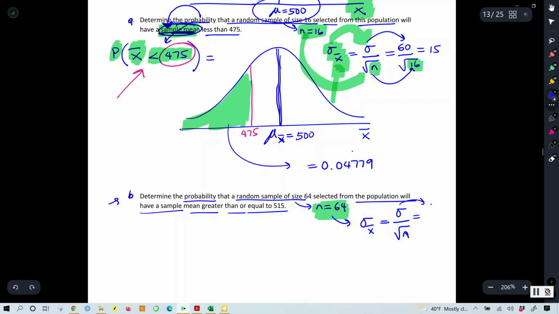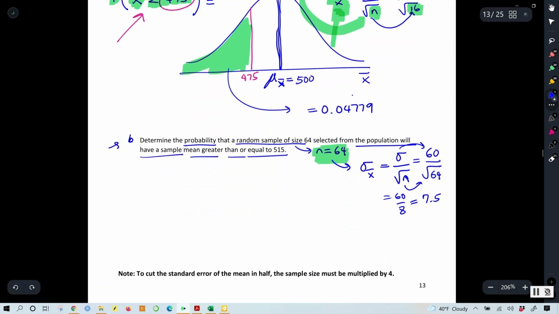This will be population standard deviation, which was 60 earlier. However, the sample size is now the square root of 64. So this will be 60 divided by the square root of 64, which is 8. So 60 divided by 8, that is equal to 7.5. So the goal here is to find the probability that for this random sample of size 64, selected from the population, will have a sample mean x bar greater than or equal to 515.